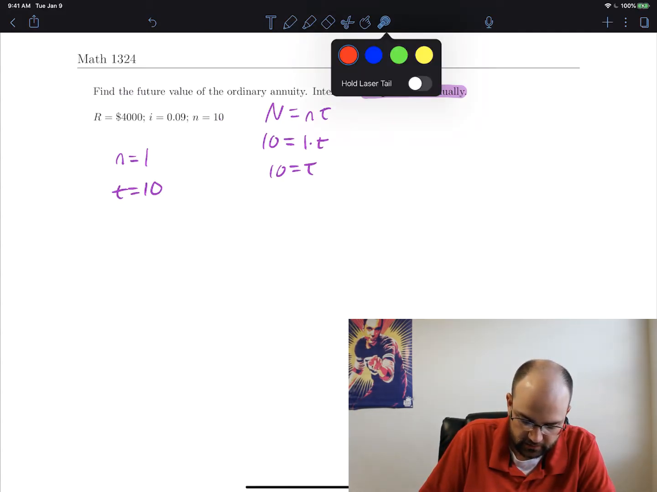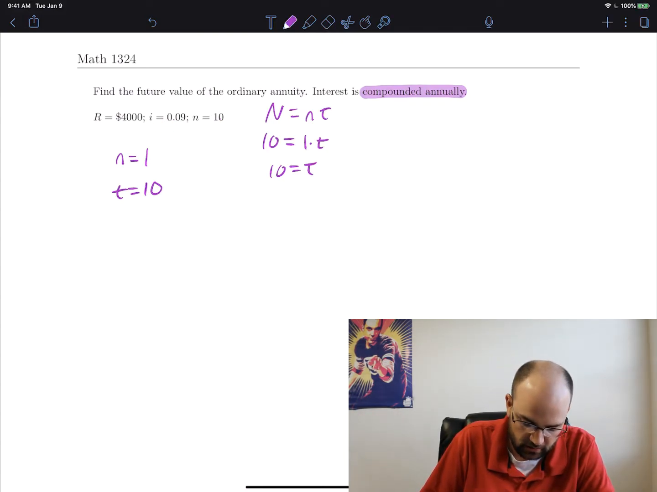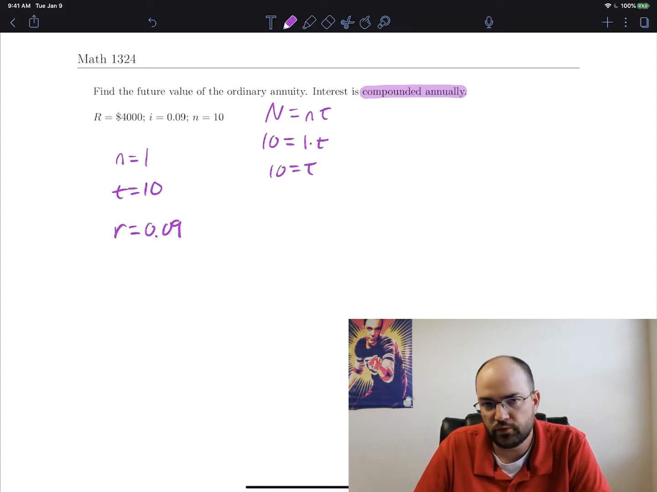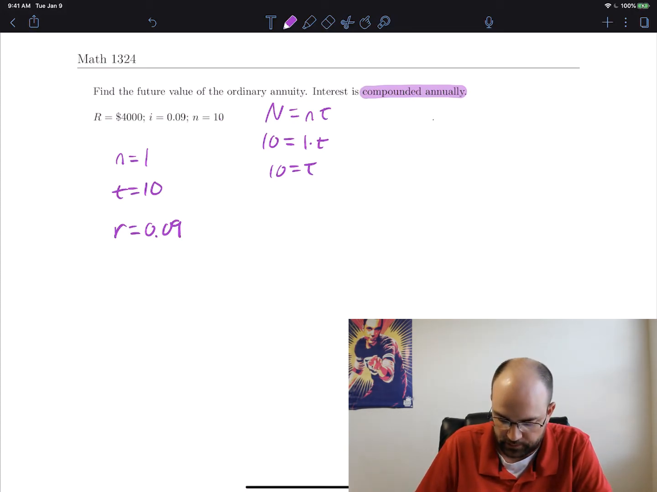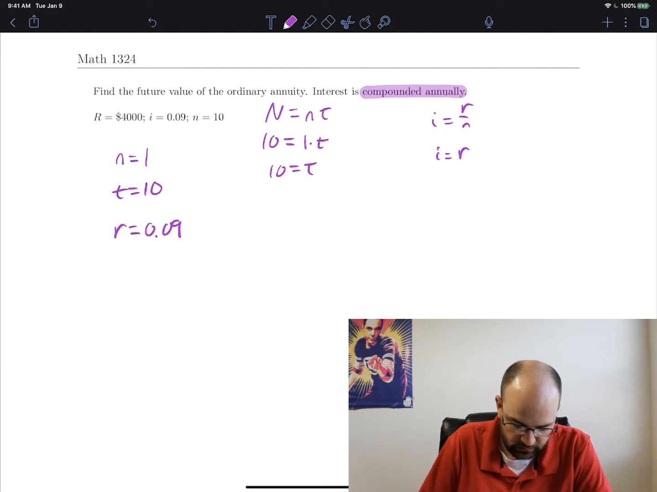The I here isn't actually the I that I would normally use, but it is the same in this case because R, remember, is the interest rate. So for this one, R would be 0.09, and the reason it would be 0.09 is because I is 0.09. But remember, I is just R over n, right? But what is little n? Little n is 1, so in this case, our I is R. It's a little bit weird, I know. That's the reason I'm doing this. Then, of course, our revenue stream, capital R, is 4,000. Good.